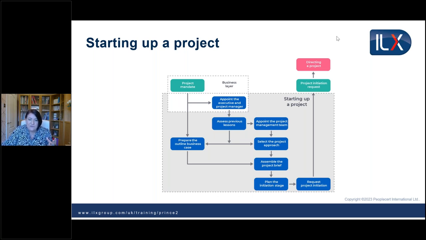Now, all of this information that we're bringing together in starting up a project is coming into the project brief. So the project brief is like a folder that holds all that information together. And that is needed to show that there is the justification that this idea for this project looks like it's viable, it looks like it's a good idea. But the final step that we do is to create a plan for the initiation stage. Now, that plan for the initiation stage is where we're going to plan the project in more detail. So here we're going to create the first of our plans.